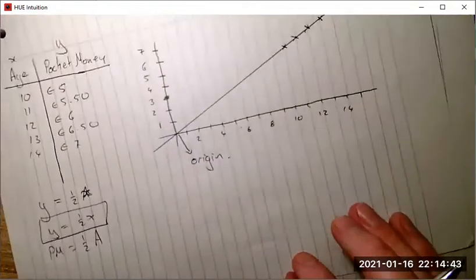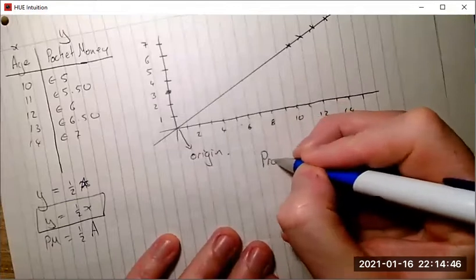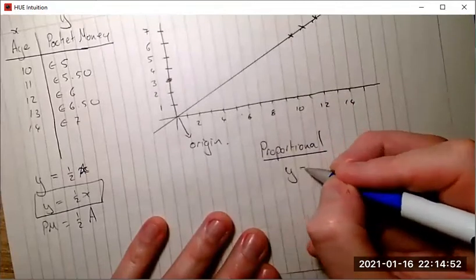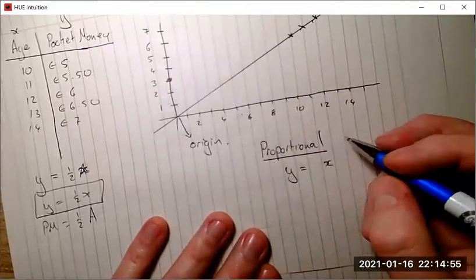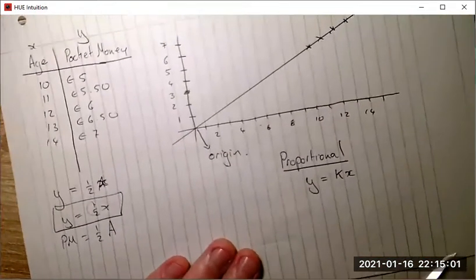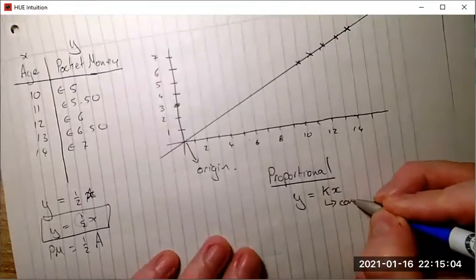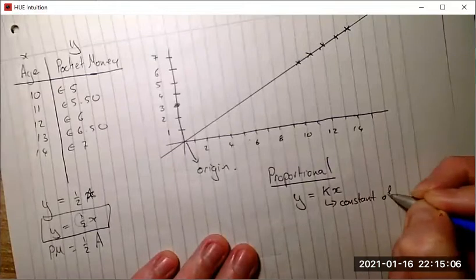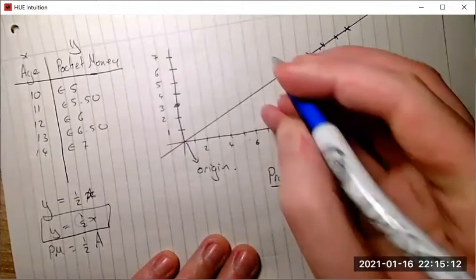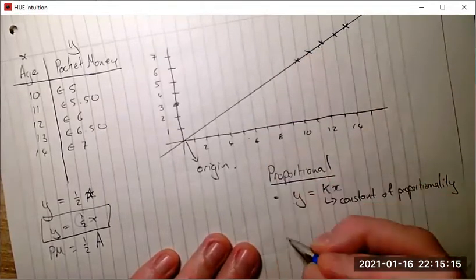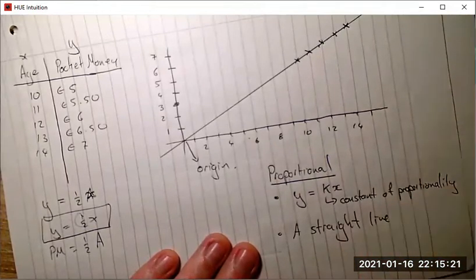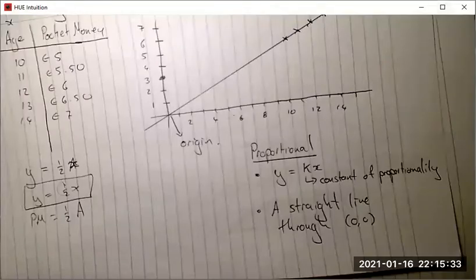So a straight line through the origin suggests proportionality. Proportional means the rule can be written as y equals something multiplied by x. Okay, I'm just going to say k for that something. So that might be a half, it might be 5, it might be 12. That's called a constant of proportionality. And if you plot it out, you will always get a straight line through the origin.